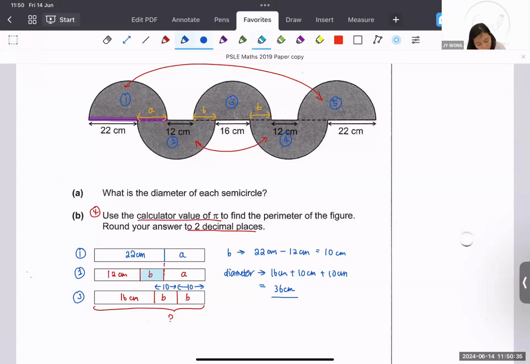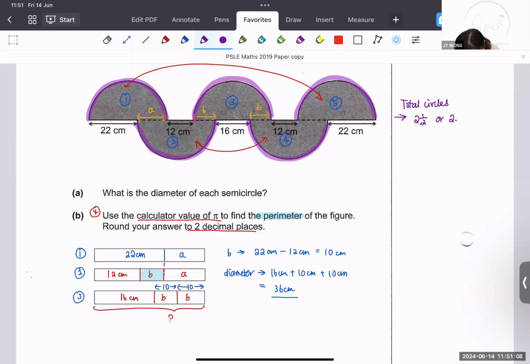Now, we are supposed to find perimeter. Perimeter means the outside, the outline. So we're going to do this now. If you see carefully, I'm going to outline. Semicircle, semicircle, 1 circle. Then semicircle, semicircle, another 1 circle. So another semicircle. So total, you will see that the total number of circles will be 2.5 circles. Okay, the circumference.